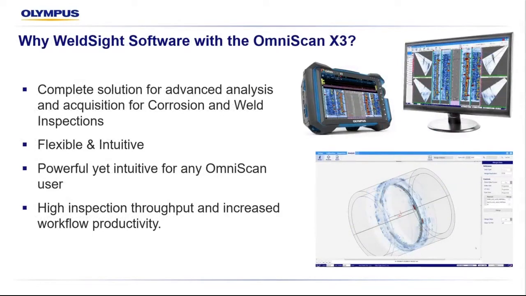So now you might ask, what does WeldSight have to offer for the X3 user? WeldSight completes the OmniScan X3 solution and fills the gap for advanced analysis and data acquisition for both corrosion and weld inspection applications. It provides flexibility, enabling customization of the user interface and the advanced analysis tools. Powerful yet intuitive, providing an easy transition for any current OmniScan user. Combining the X3 and WeldSight Remote Connect application, WeldSight maintains high inspection throughput and increases workflow productivity.